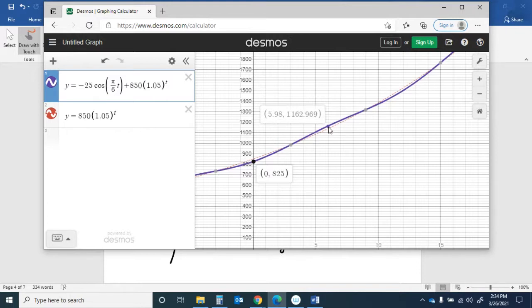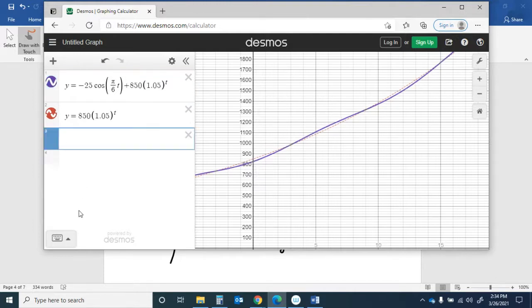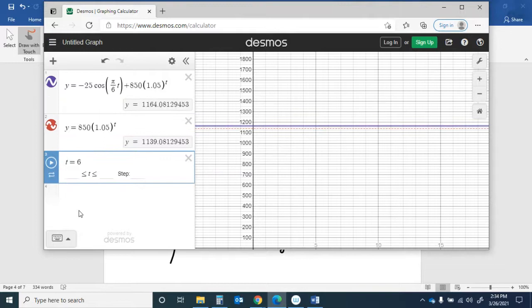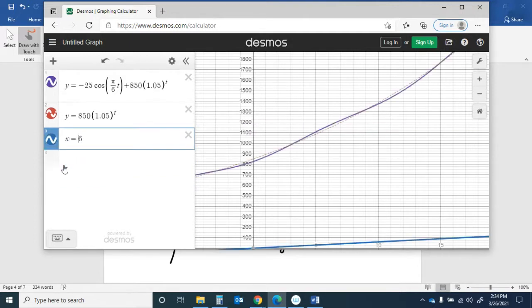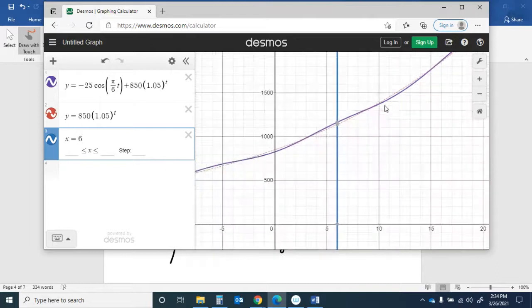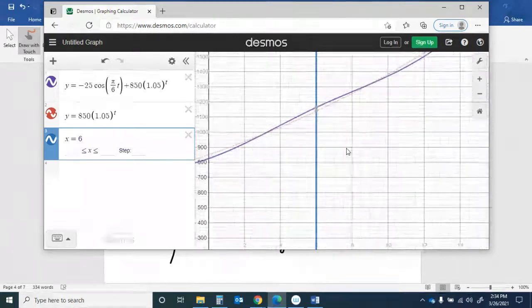we're at, I can't find it. Let me just do a vertical line. So we'll call that T equals 6. Didn't like that. So X equals 6. There we go. I wonder why that confused it.